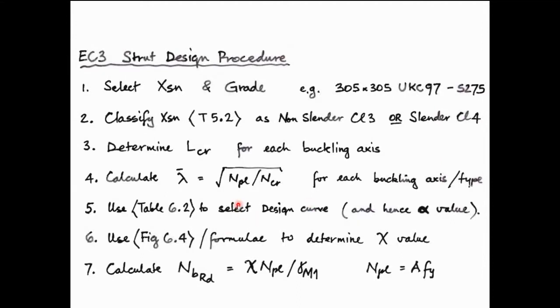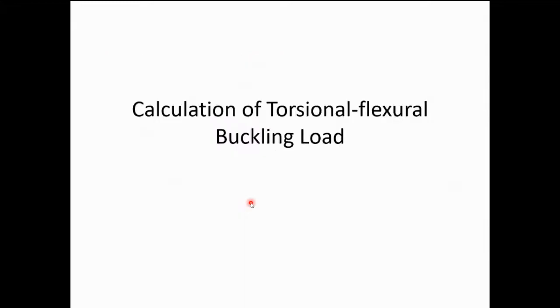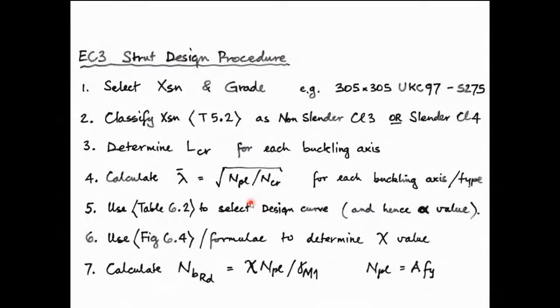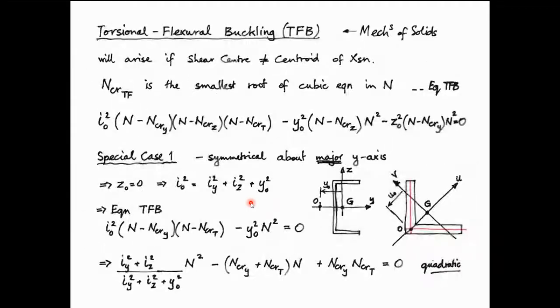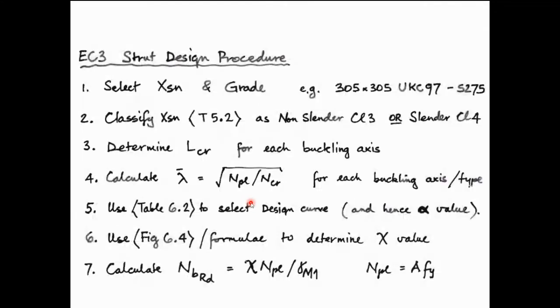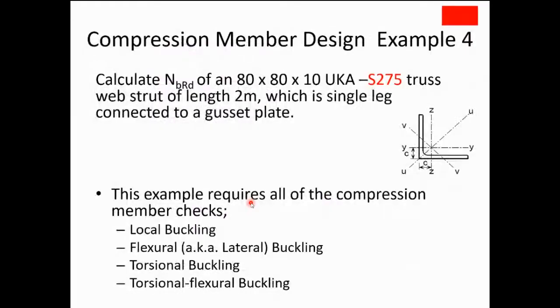So that's where I'm going to finish for the compression members. As I said, when we start the project, I'm going to look at the torsion, I'm going to look at that eccentric load. And I will also cover a case where we have a torsional flexural buckling value as well. So I'll do the torsional flexural buckling, and I will do the example of a compression member when we get on to the project in a couple of weeks' time, because that will help to recap on the compression member design that we've done.